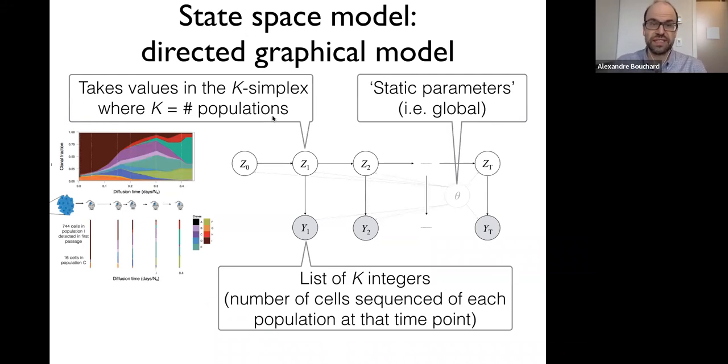So how do we do this? At a high level, the model is organized like this. It's a hidden Markov model, or a state space model, that has the following directed graphical model. We have the variables zi. They're at observation times to start with, and they take values on the k simplex, where k is the number of populations or colors, and they are a list of k positive numbers that sum to 1. These are unknown. That's what we're trying to reconstruct. What is known are the random variables yi, which are a list of k integers, the number of cells sequenced of each population at that time point. Moreover, there will be a set of global, or so-called static, parameters, which determine the probabilities for these transitions. So really the inference goal, these fitnesses, will live in that global parameter.